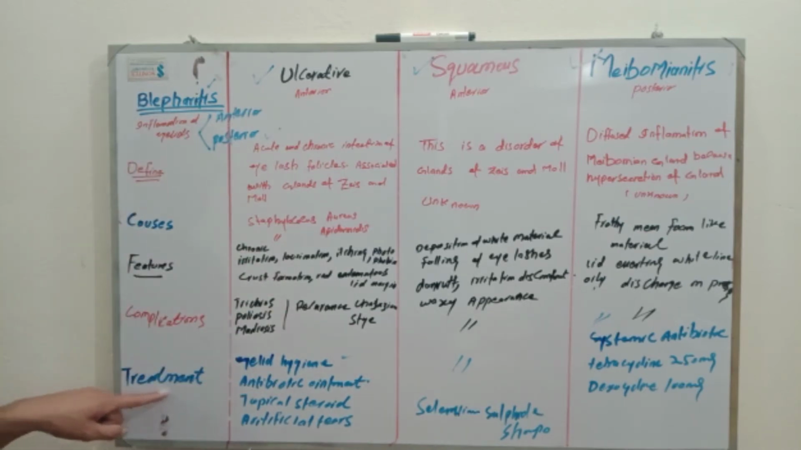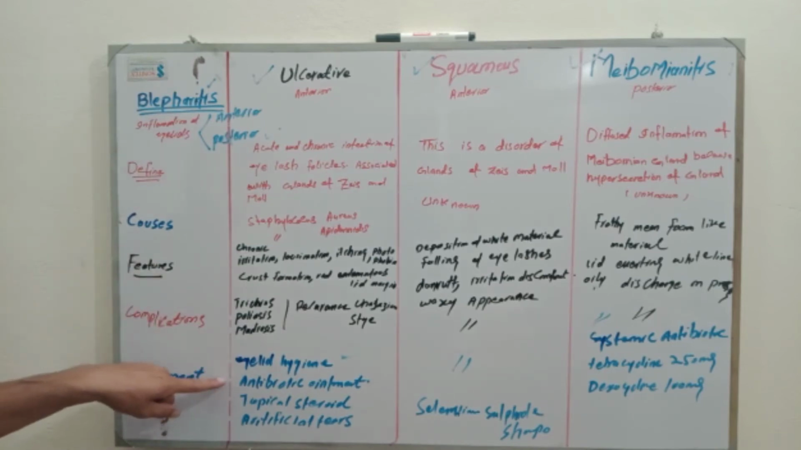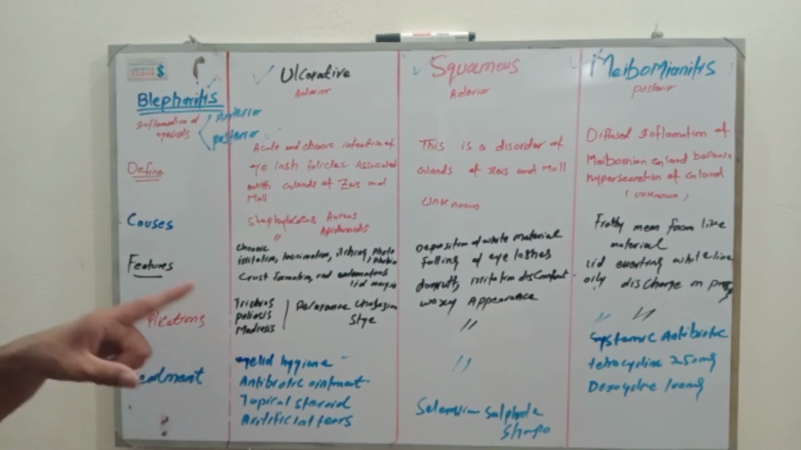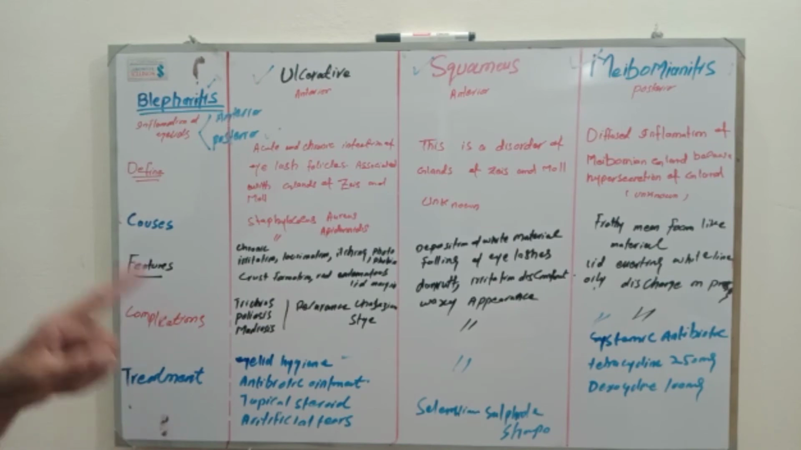What is the treatment of squamous blepharitis? The same treatment: eyelid hygiene, antibiotic eye ointment, topical steroid, artificial tears. We will also add selenium sulfide shampoo in the treatment of squamous blepharitis.